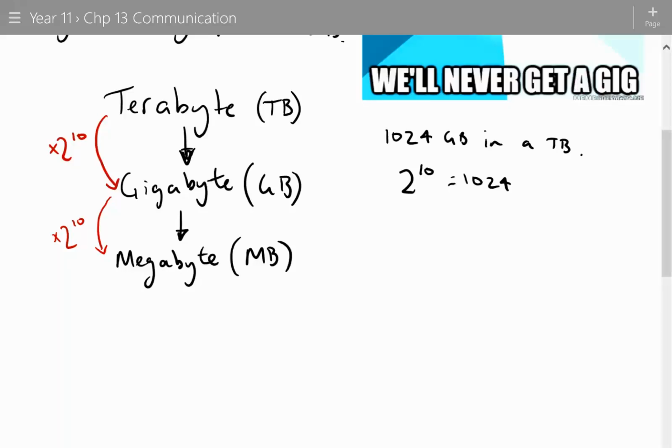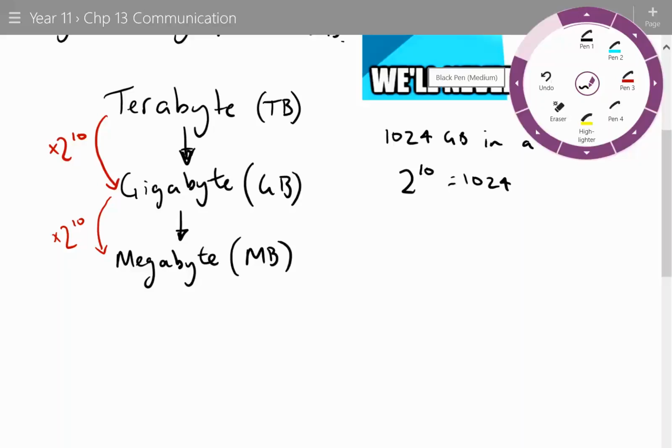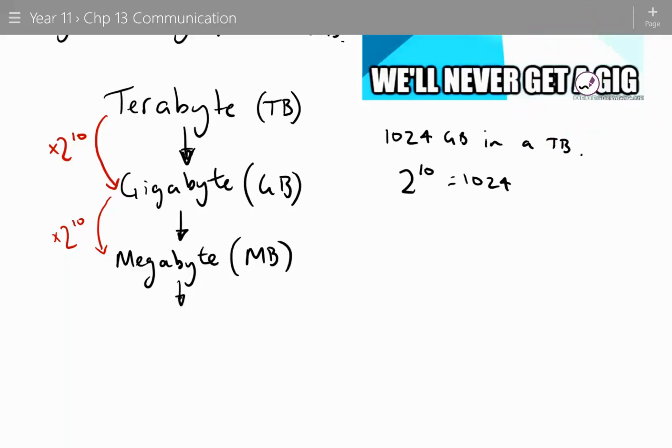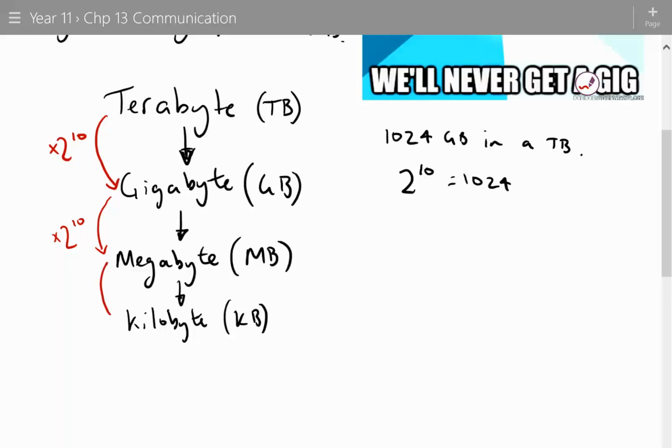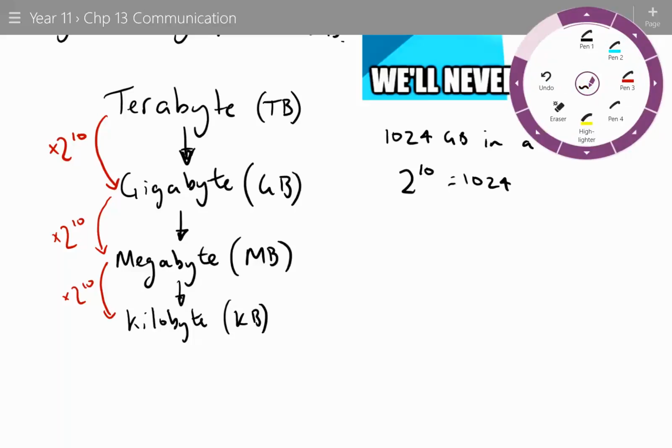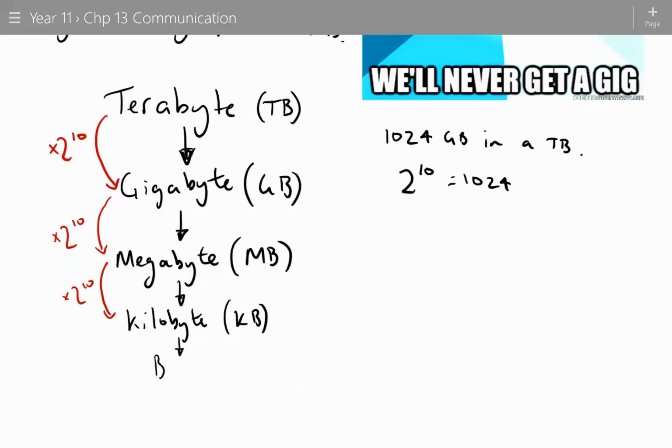What's the next one down after a megabyte? After a megabyte, we've got a kilobyte. Kilobyte. And this is just represented capital K, capital B. And it's the same multiple of 2 to the 10. So to get from megabytes to kilobytes, we times by 2 to the 10. After that, we're down to the starting point, the byte. B-Y-T-E. Our smallest unit made up of 8 bits. We multiply by 2 to the power of 10.